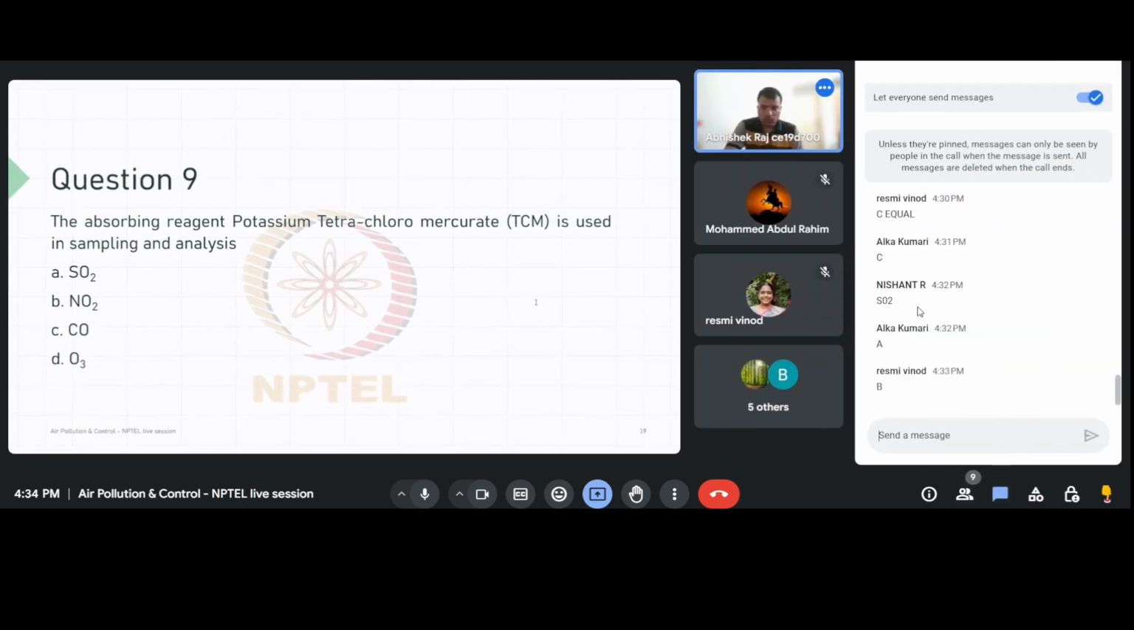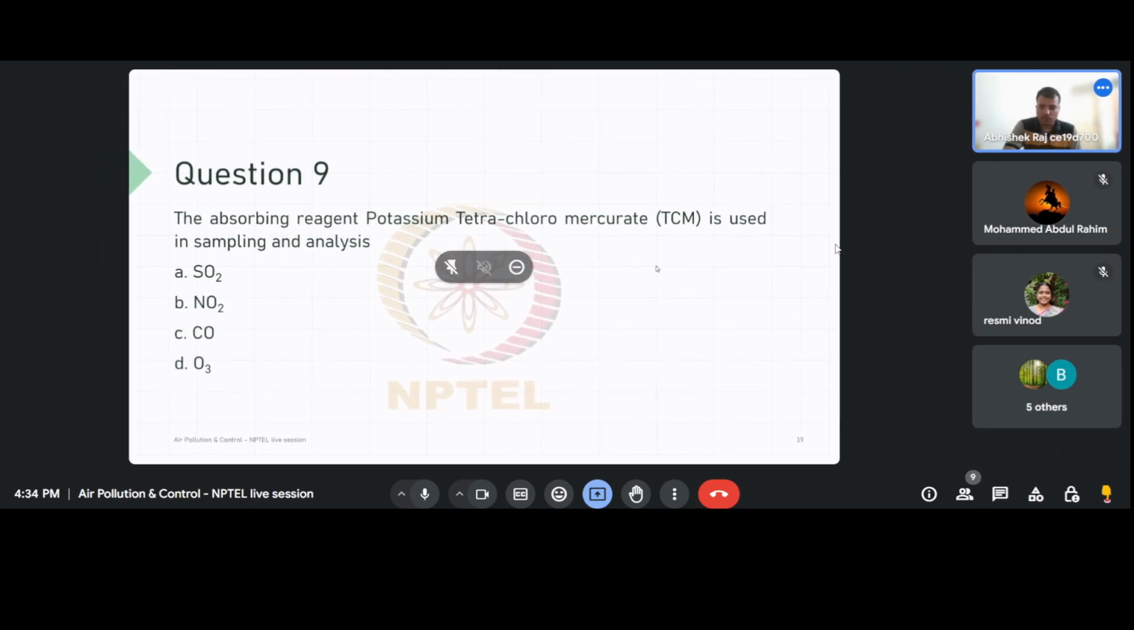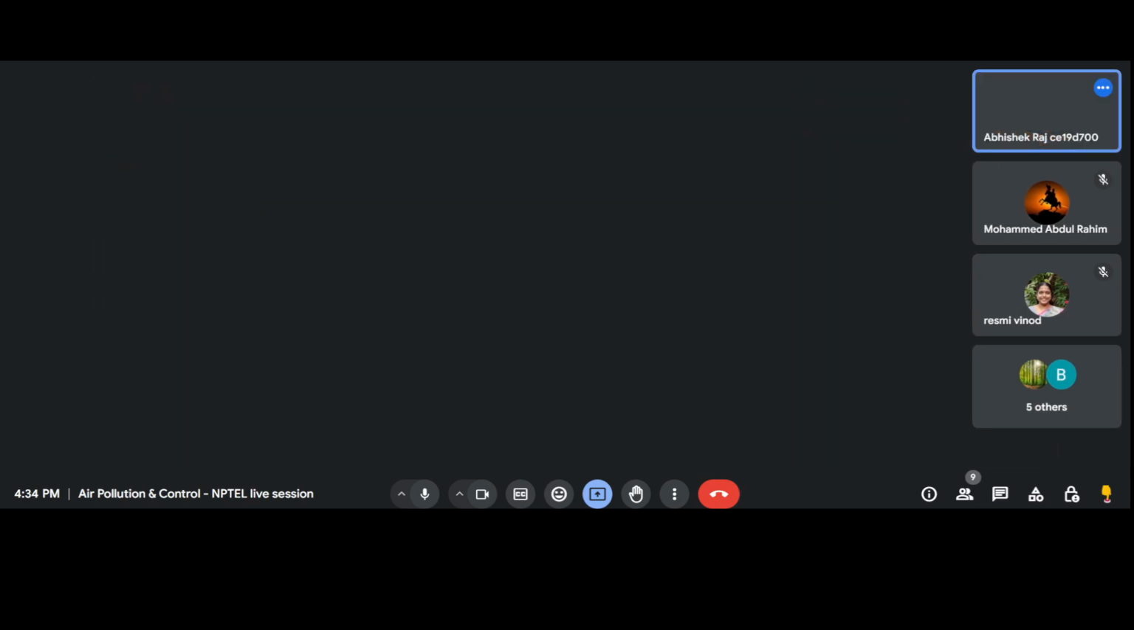SO2, NO2. Okay. So yeah, this potassium tetrachloromercurate, TCM, is used for SO2. As far as NO2 is concerned, they will use something called NEDA for that. I can't recall the full form, you can check it. That is a different compound. TCM is used for SO2. So SO2 is the right answer.